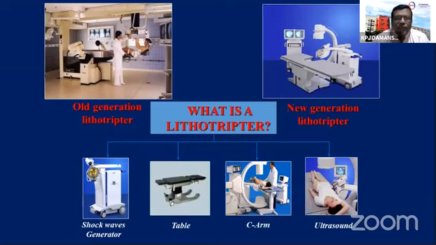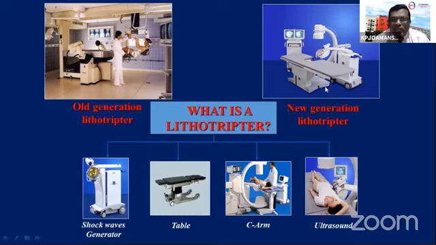Basically, we have different types of machines. We have the Dornier, we have the EDAP, we have different varieties of machines. We have old generation and new generation lithotripters. In the older generation, in the 1980s, we had the Dornier HM3, which is the first machine, where the patient has to go into a small swimming pool. They are placed into a swimming pool, given general anesthesia, and then shock waves are delivered. It's a bit more of a painful process.